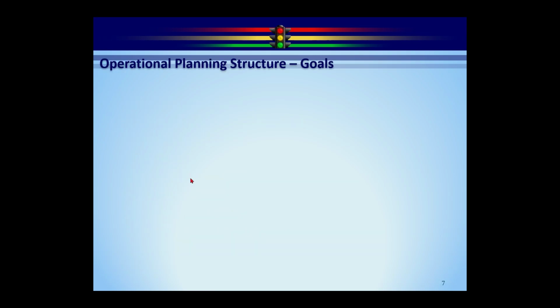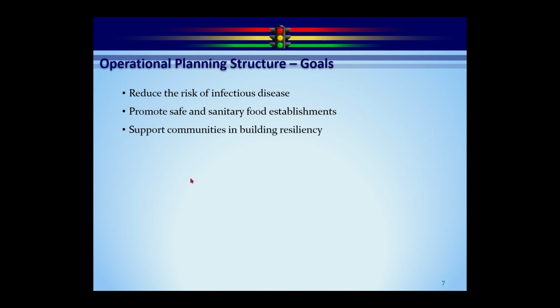The next level down is our goals. I like to think of goals as being very high level and fairly simplistic here. Most often you'll see a goal as an action verb followed by a few words. So here are some examples. Reduce the risk of infectious disease. Promote safe and sanitary food establishments. Support communities in building resiliency. Enhance healthcare through technology. Drive health in all policy agendas.